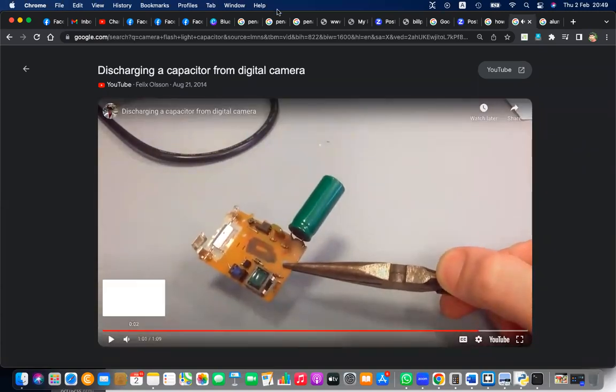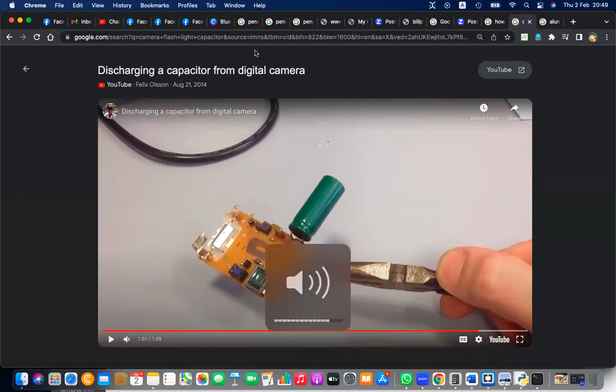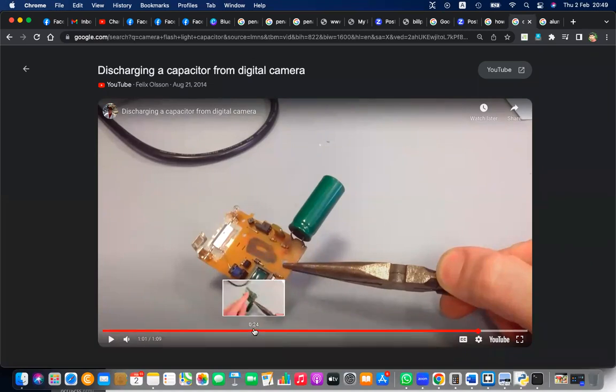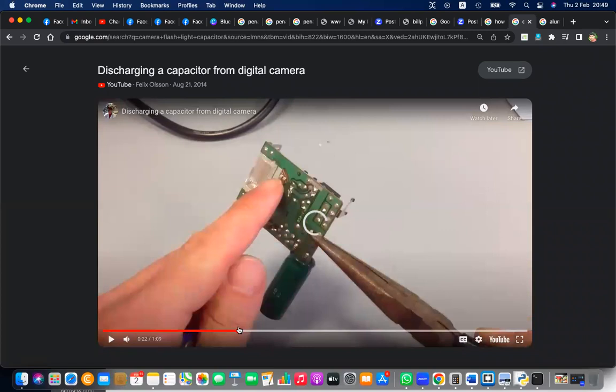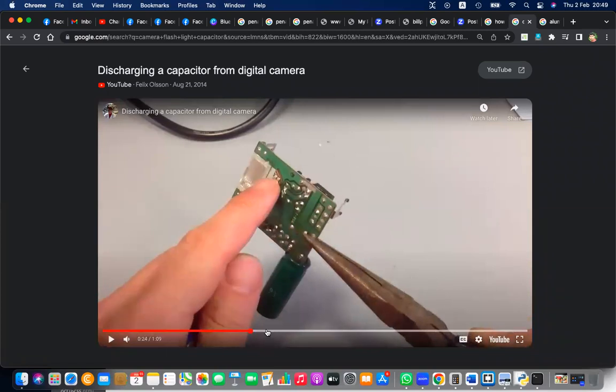Did you see? Have you seen or not? Yes, sir. So if you haven't seen, I'll show it again, right? Then look, he's using a very small battery. For this camera flash, he uses a very small battery. Can you see? It's only a 1.5 volt battery.